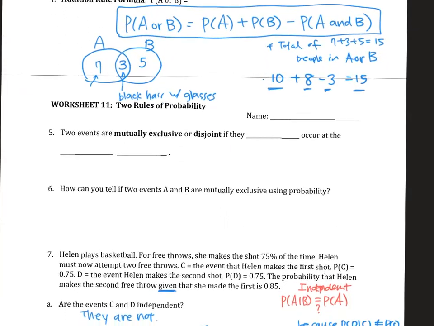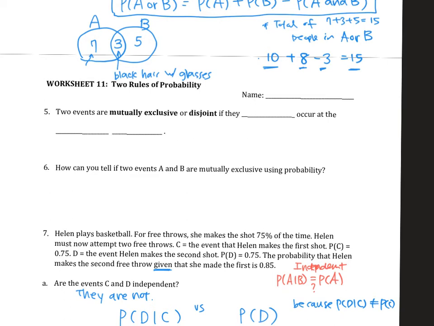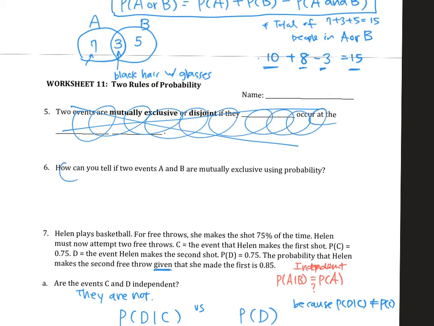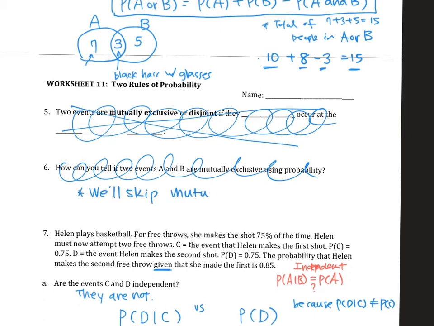Okay, so number 5 is also about mutually exclusive events. I'm going to ignore that part. We're not going to talk about that here. Same for 6. Whenever you see a mutually exclusive question, you can just skip it. So I'm going to have you work on number 7 and 8, and we'll meet back at number 9.